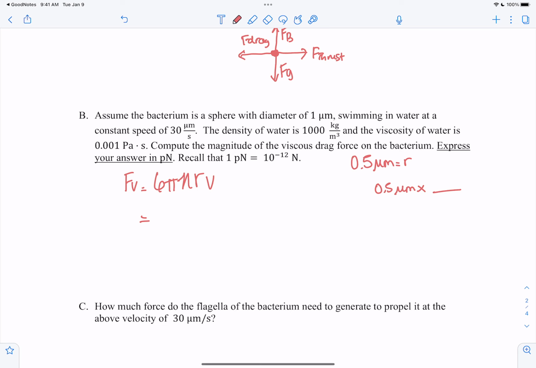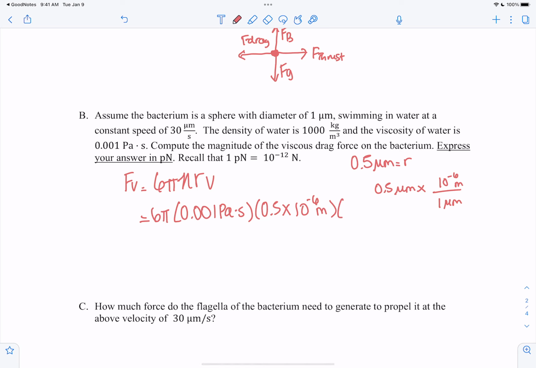We know that in 1 micrometer there are 10 to the negative 6 meters. And so in terms of meters, your radius would be 0.5 times 10 to the negative 6 meters. So we have 6 pi times our viscosity, 0.001 Pascal seconds, times our radius, which is 0.5 times 10 to the negative 6 meters. Did I miss anything? 6 pi, yep.